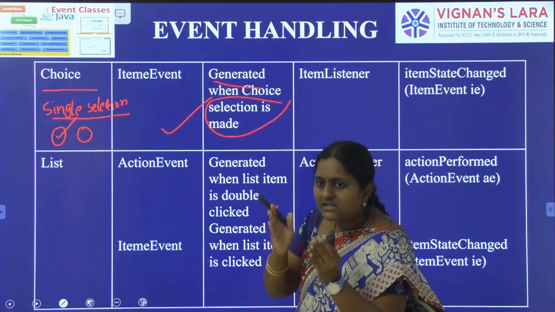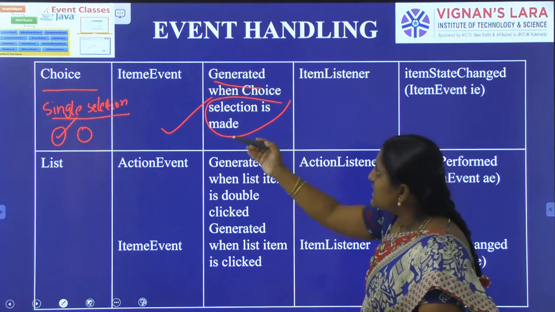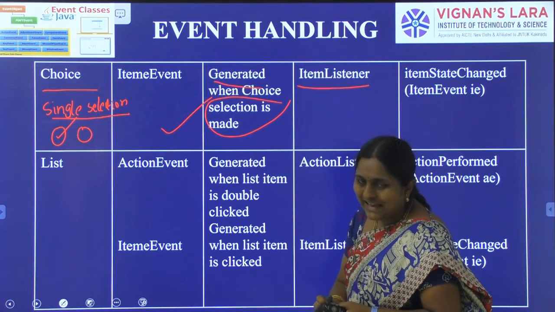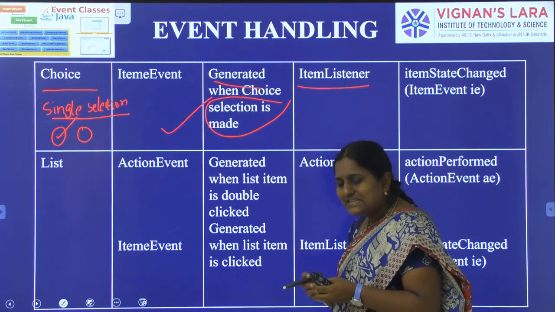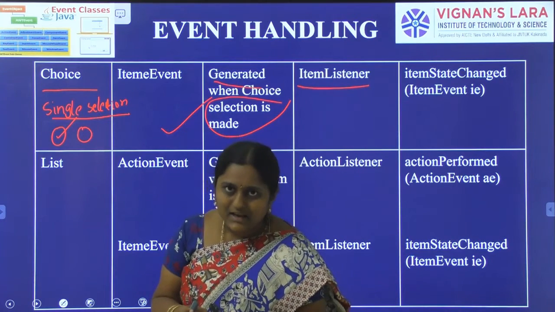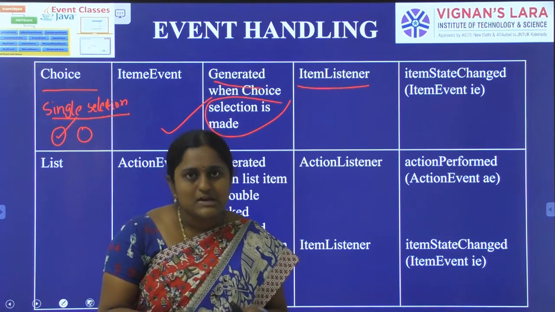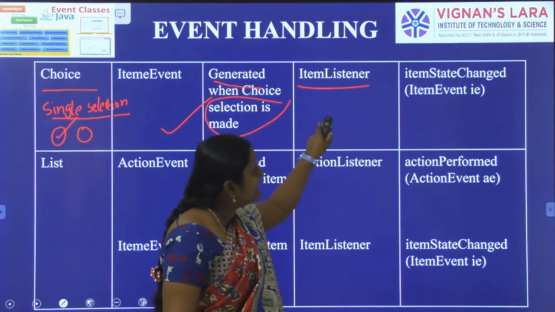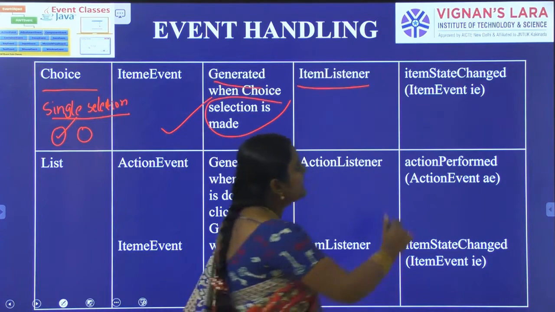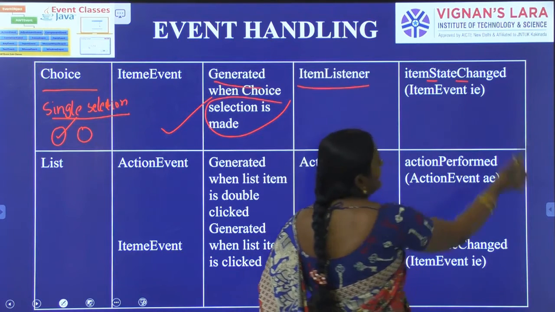Whenever an event is generated, those events are sent to the particular listener interface. What is the corresponding listener interface? Item listener. It is the interface. Listeners are associated with interfaces. Now for handling these events, each listener should register with one or more sources. Here the item listener interface defines itemStateChanged. itemStateChanged is a method: first letter small i, S capital letter, C capital letter.